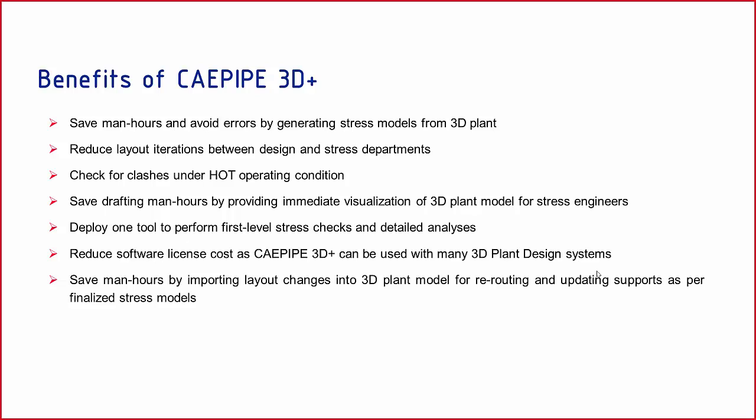And first is, we are taking the model directly from 3D plan design into stress model, including geometry, supports, pipe sizes, materials, all of that, operating conditions. The more you put into the 3D system, the more information we can transfer. So thereby, we are avoiding errors. If you generate the stress model manually, you could have human errors creeping in. So that's the first point.